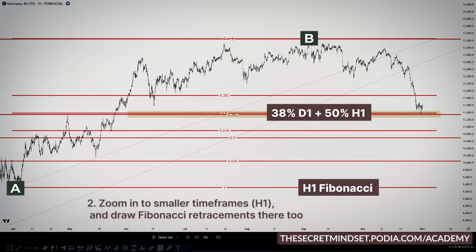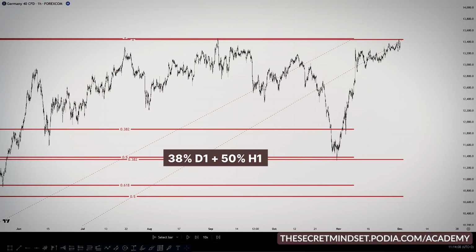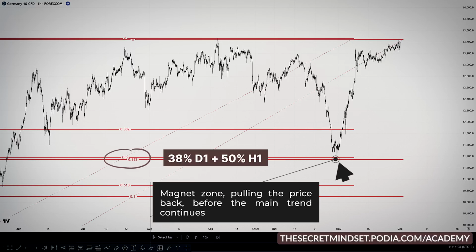For example, the 38% Fibonacci level on the daily chart might line up with the 50% level on the 1-hour chart. This overlap becomes a strong area to watch. It's like two different paths leading to the same place. These levels often act like magnets, pulling the price back before the main trend continues. It helps to watch how the price acts when it hits these Fibonacci levels. Does it pause? Does it turn around quickly? These reactions can tell you how strong the level is.